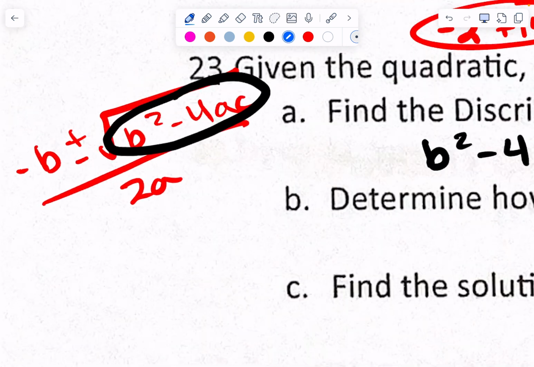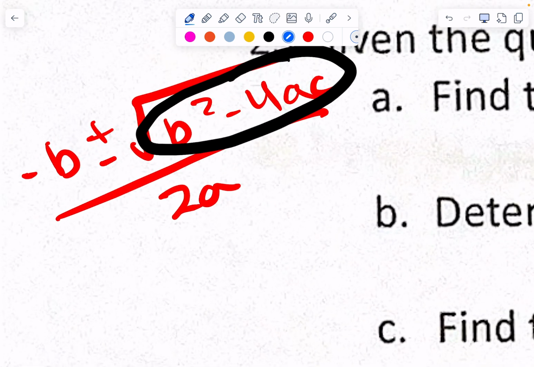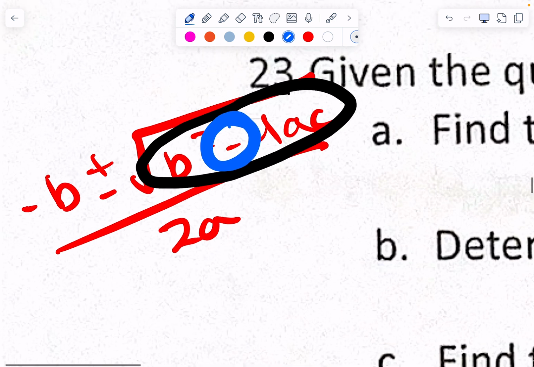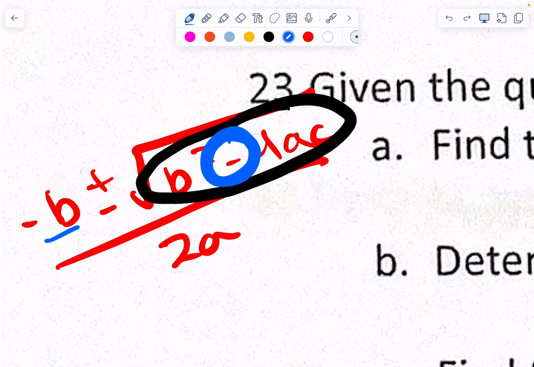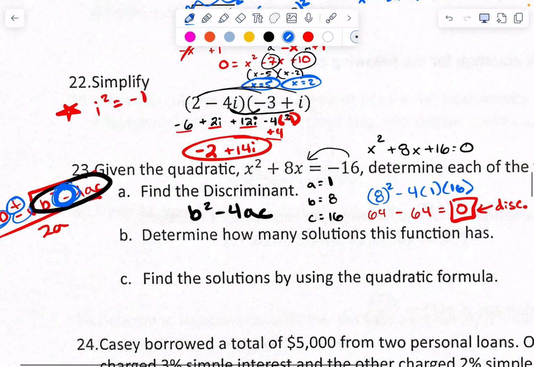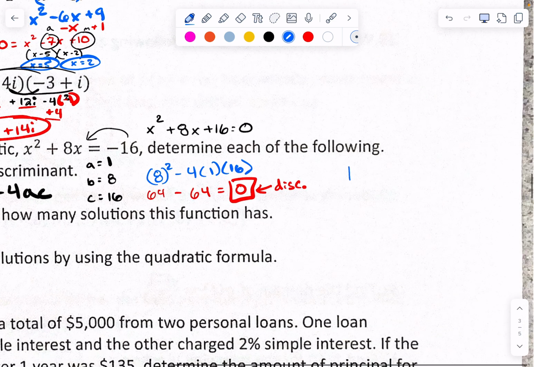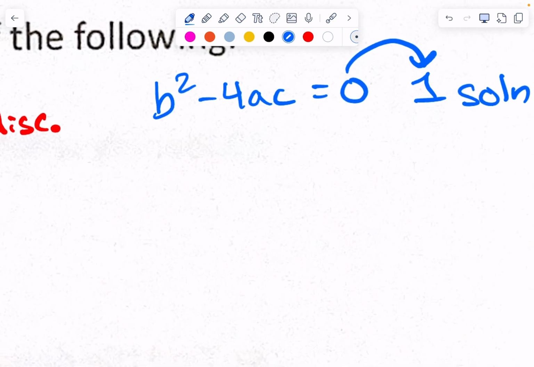Yeah. So what we have going on here, I'll write them down. What we have going on here is that this number is 0, right? And these tell me where he crosses, or what he touches. So negative b plus 0 is going to be the same thing as negative b minus 0, so I'm only going to have one answer there. So if b squared minus 4ac equals 0, then we have one solution. Okay, that's what that tells me.